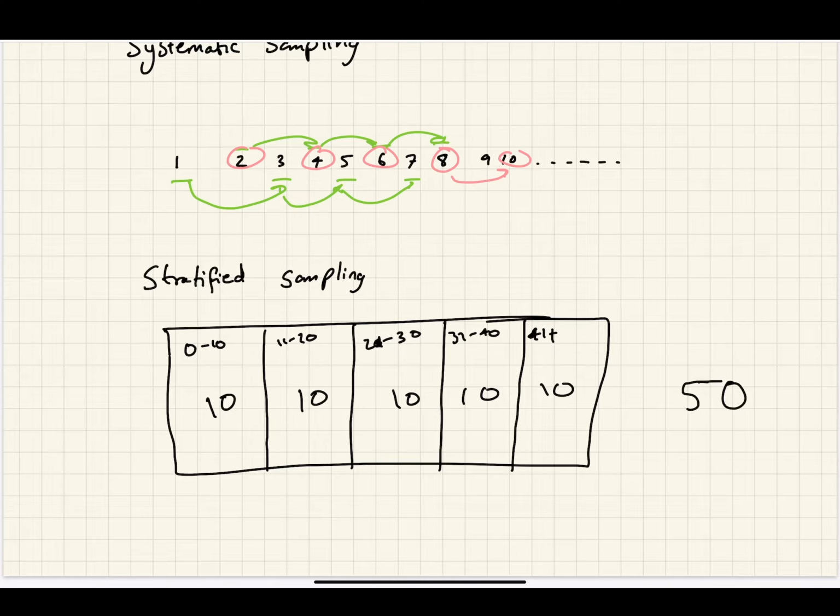So there's also an equation which will be worth knowing for stratified sampling, which I'll put up here. The number that you sample in your stratum, so the number sampled in stratum, is equal to the number in your stratum divided by the number in population.